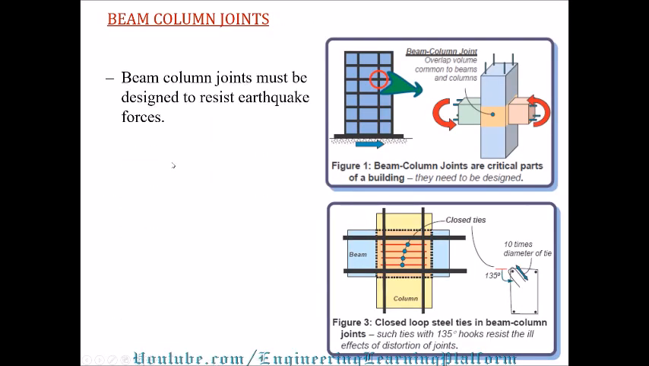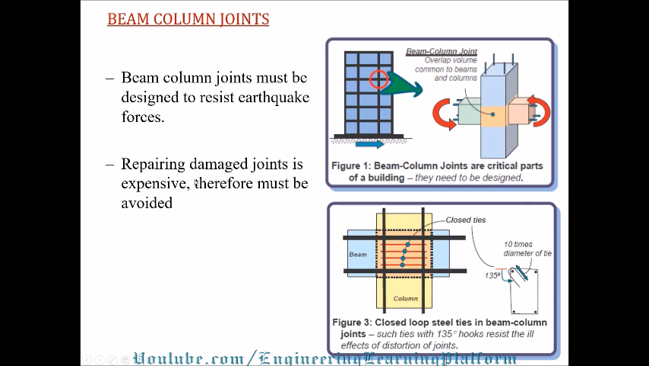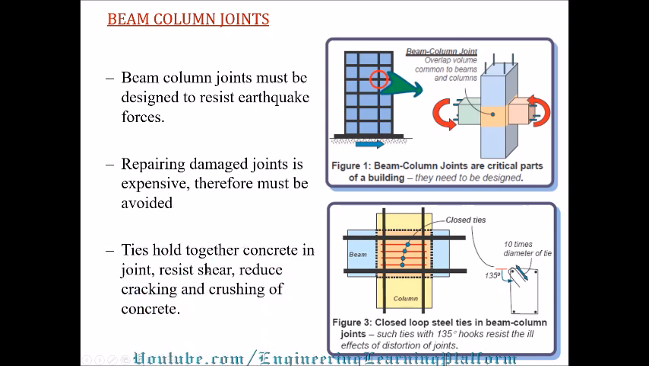Beam column joints have a special place while designing earthquake structures. Beam column joints must be designed to resist earthquake forces. Repairing damaged joints is expensive and nearly impossible when the structure is heavily loaded, and therefore joint failure must be avoided. Ties hold together concrete in the joint, resist shear, and reduce cracking and crushing of concrete.